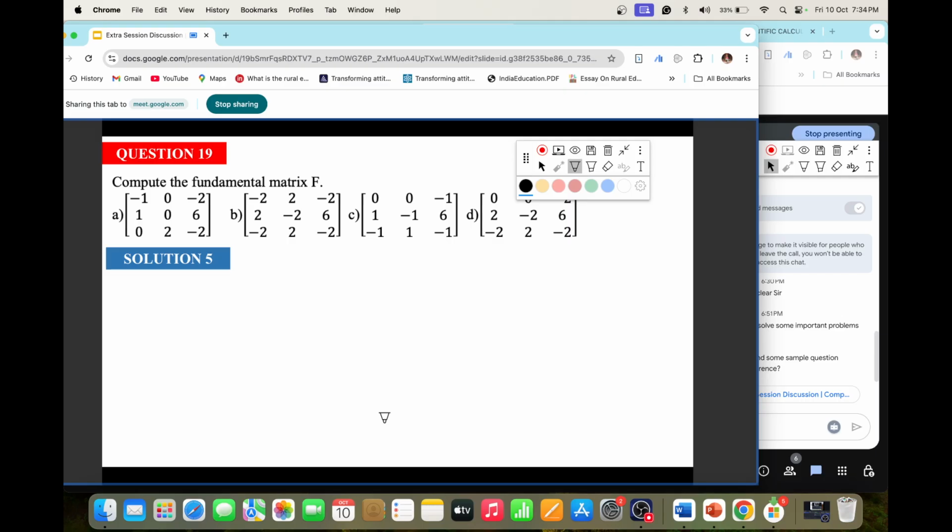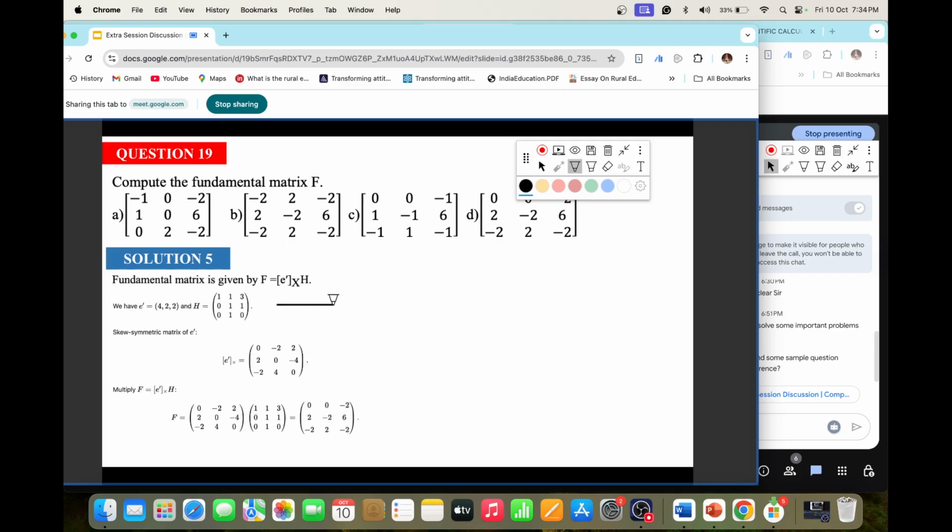And then compute the fundamental matrix. So the fundamental matrix is given by this. Okay, so this you have to convert.